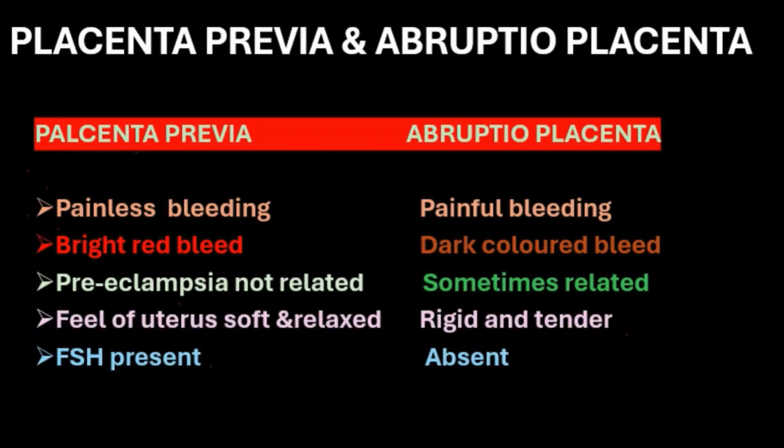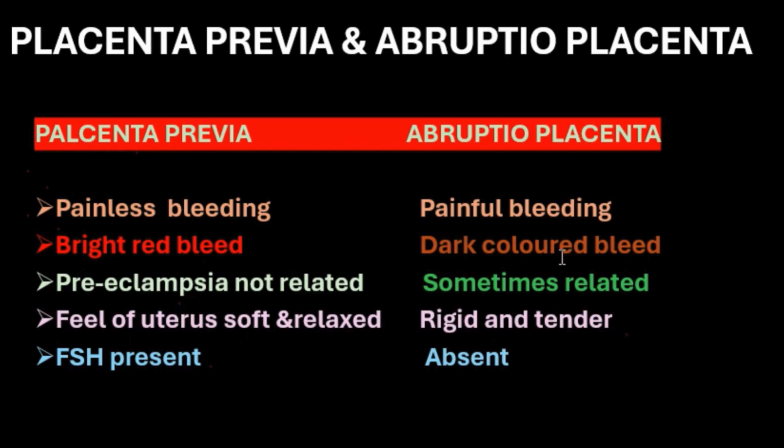Next topic is placenta previa and abruptio placenta. Placenta previa is with painless bleeding. In abruptio placenta it is painful bleeding. Placenta previa is with bright red bleeding and abruptio placenta is with dark colored bleeding. In placenta previa, preeclampsia is not related, but in abruptio placenta it is sometimes related. In placenta previa the feel of the uterus is soft and relaxed. In abruptio placenta it is rigid and tender. FSH is present in placenta previa and absent in abruptio placenta.